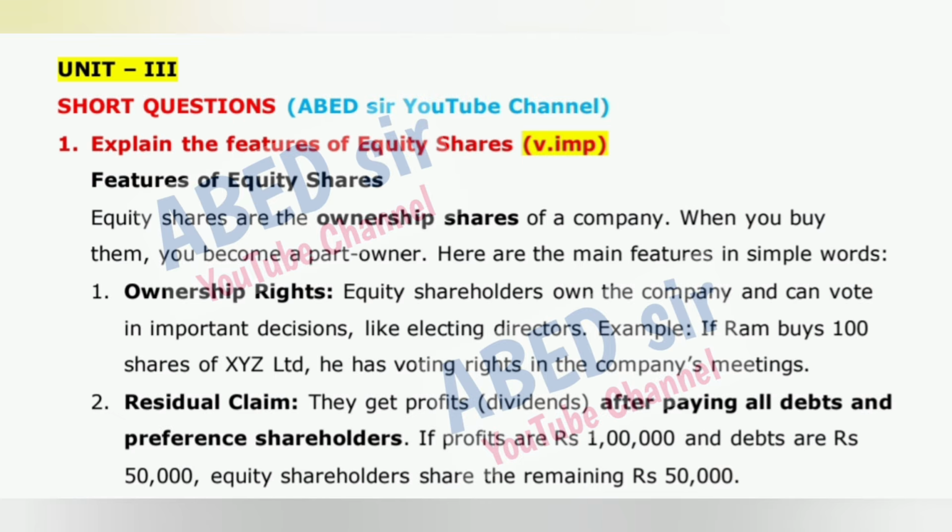1. Ownership rights. Equity shareholders own the company and can vote in important decisions, like electing directors. Example, if Ram buys 100 shares of XYZ Ltd, he has voting rights in the company's meetings. 2. Residual claim. They get profits, dividends, after paying all debts and preference shareholders. If profits are 1 lakh rupees and debts are 50,000 rupees, equity shareholders share the remaining 50,000 rupees.